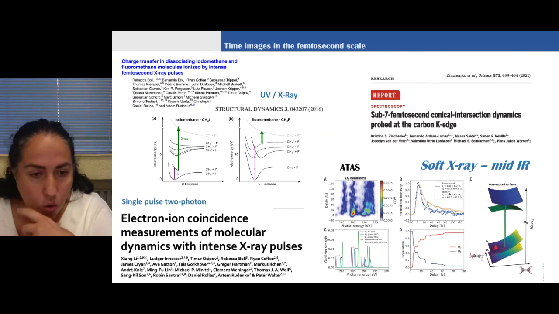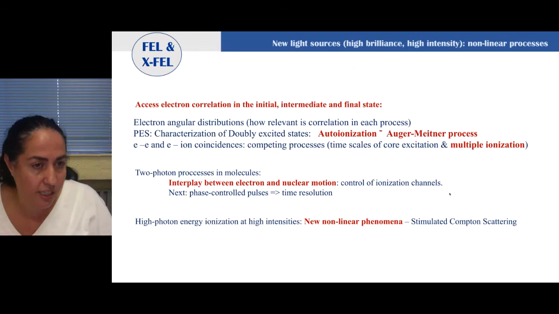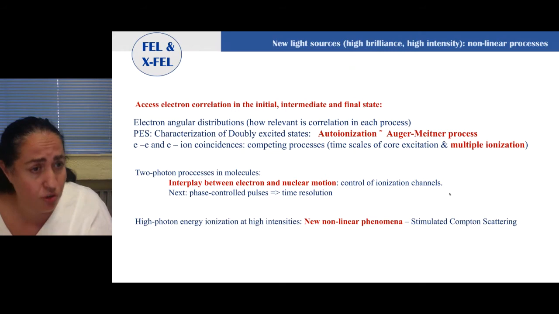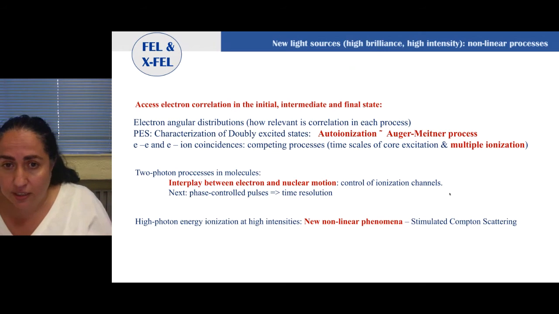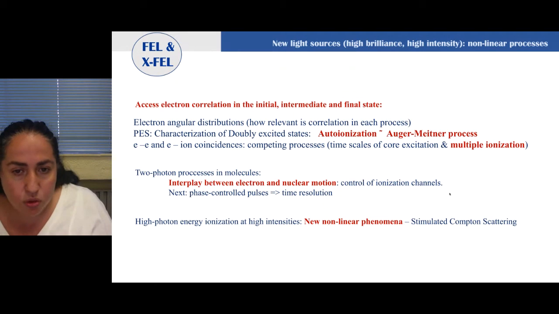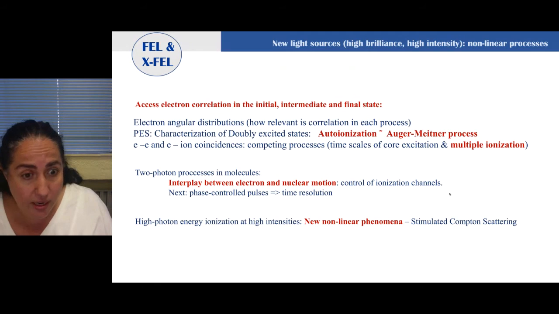So as I hope I could convince you today, free electron lasers are actually giving access, for the first time, to many processes. For instance, one can access electron correlation in initial, intermediate, and final states. One can get the time scales of processes such as ionization or Auger decay or multiphoton ionization. And in the case of molecules, one can even exploit the interplay between electron and nuclear motions in order to control the outcome of a reaction. And as well, we saw that if we play with very high frequencies, new nonlinear phenomena that are still to be experimentally proved are at hand.